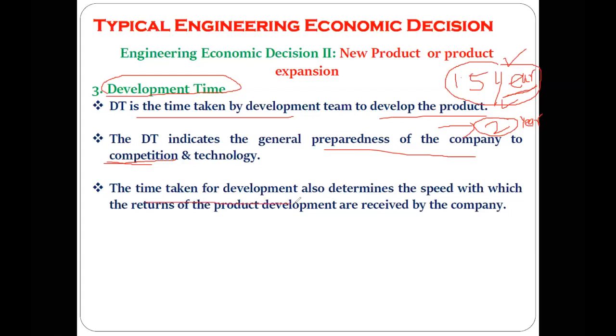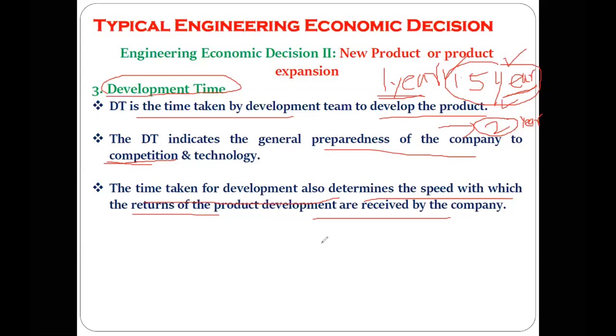So time taken for the development also determines the speed with which the returns of the product development are received by the company. If you launch your product before this time period, then definitely it will help your company. Understood? So the earlier you produce the product without interfering with the quality, the earlier you will start getting the profit from that product. Is it right or not?